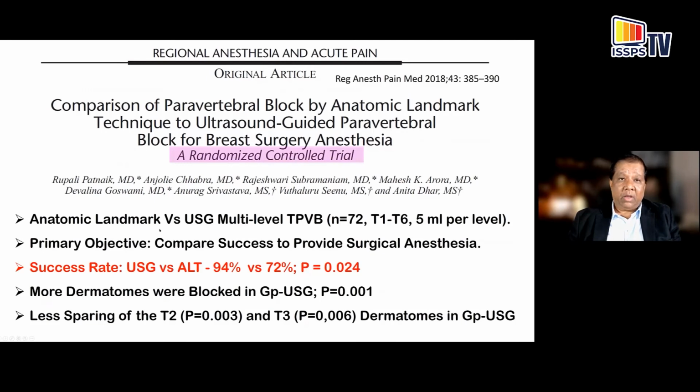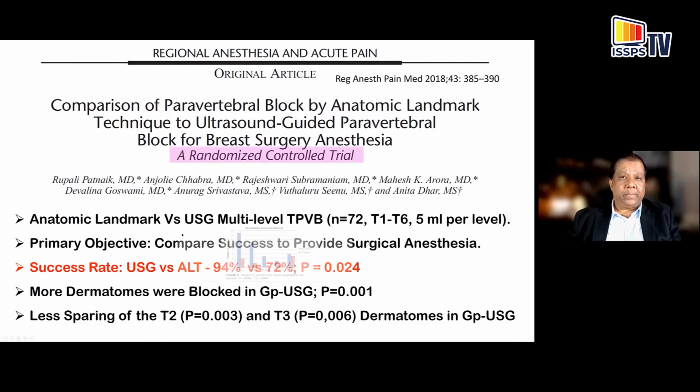They compared anatomical landmark-based multiple injection to an ultrasound-guided multi-level paravertebral block for surgical anesthesia for major breast cancer surgery. This is probably the first randomized study comparing landmark to ultrasound guidance for surgical efficacy. They found that the surgical success rate was greater with the ultrasound technique. More dermatomes were blocked with the ultrasound-guided patients.